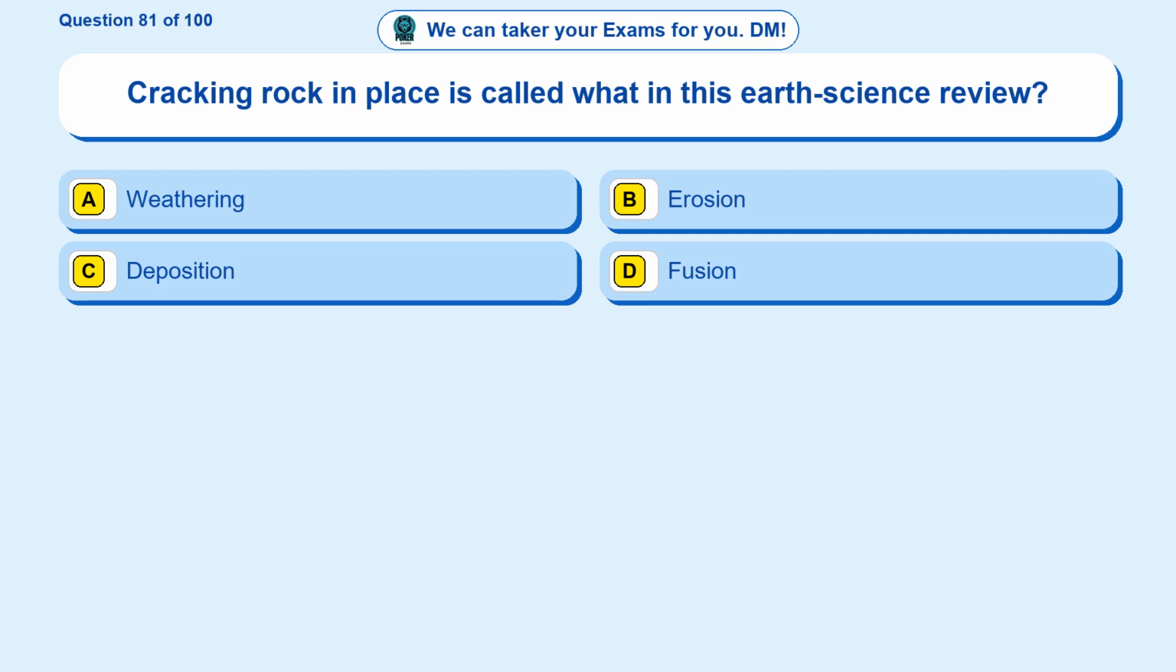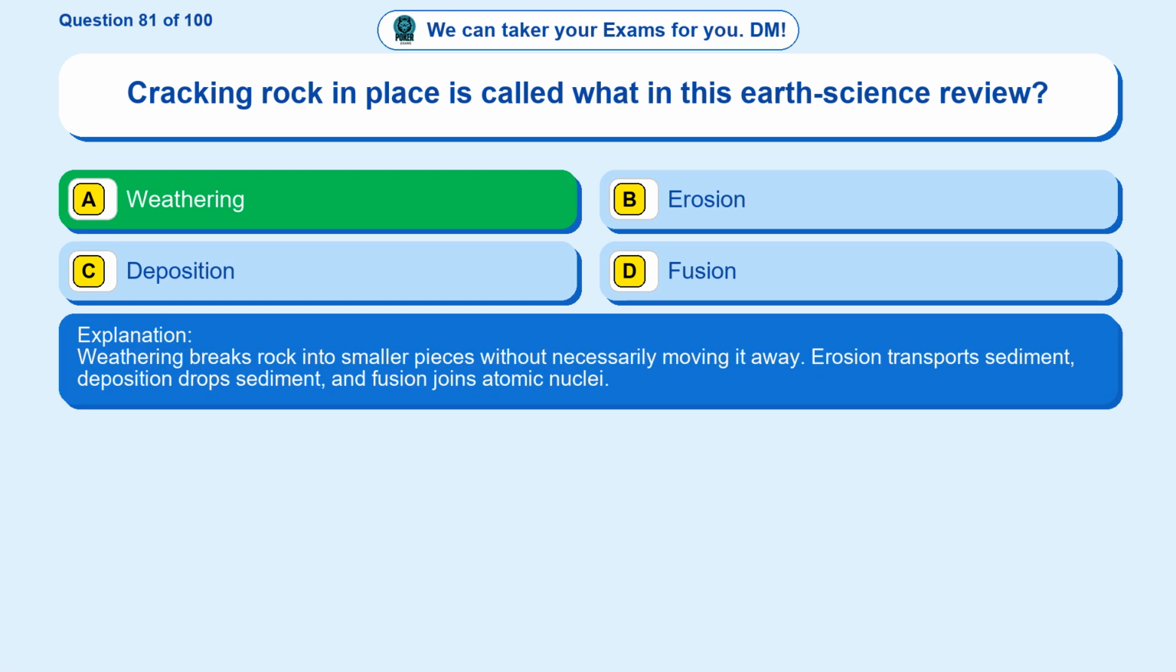Question 81. Cracking rock in place is called what in this Earth Science Review? Option A, weathering. Option B, erosion. Option C, deposition. Option D, fusion. The correct answer is option A, weathering.